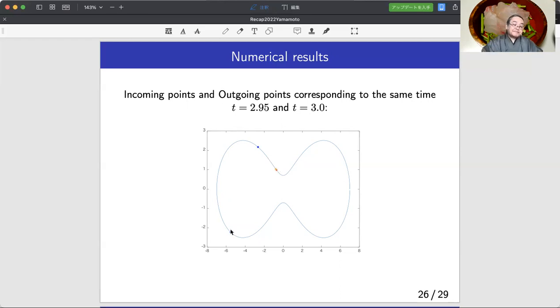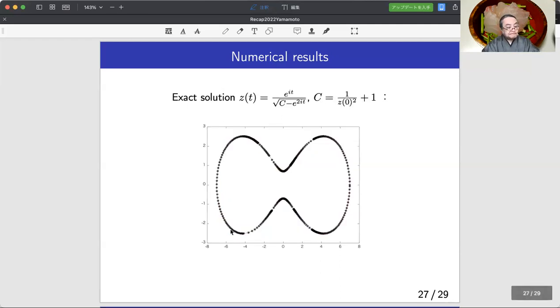Then why are they moving apart? This is the exact solution. This is a curve of the exact solution. Calculating the exact solutions shows the speed of moving is changing. This part and this part have very fast moving, and this part and this part are very slow. This makes the difference between incoming points and outgoing points.